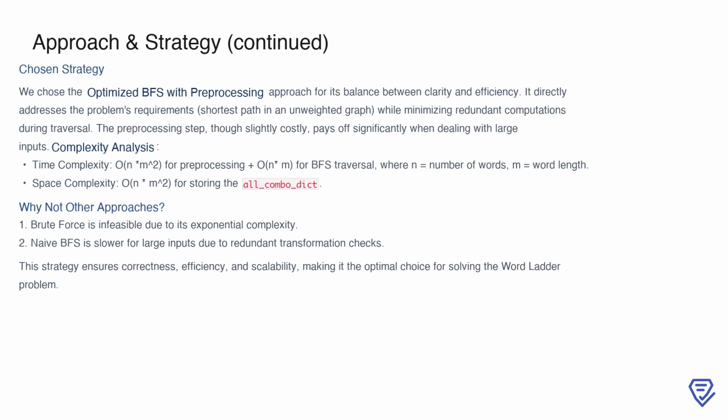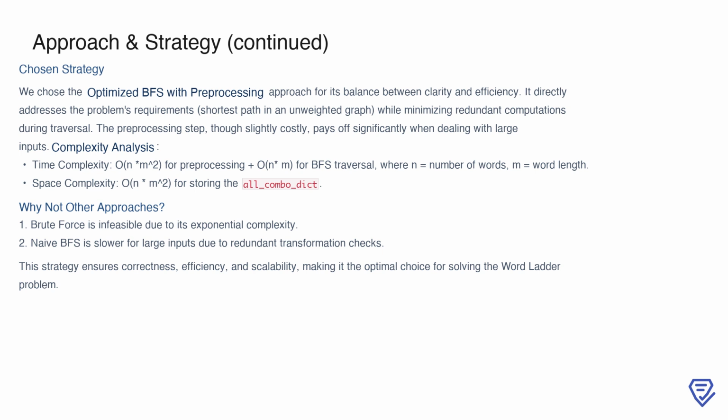The chosen strategy for solving the word ladder problem is the optimized BFS with pre-processing approach. This method strikes a balance between clarity and efficiency by directly addressing the problem's requirements, finding the shortest path in an unweighted graph, while also minimizing redundant computations during traversal. The pre-processing step, though slightly costly, proves invaluable for scaling the solution to larger inputs.